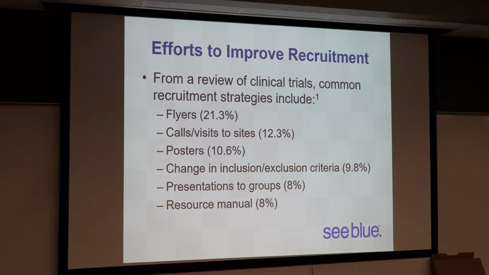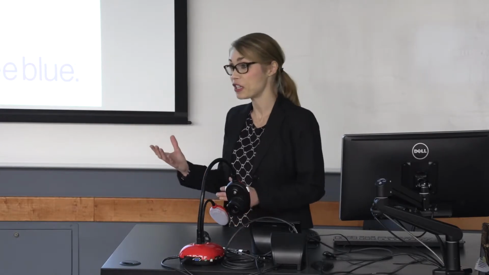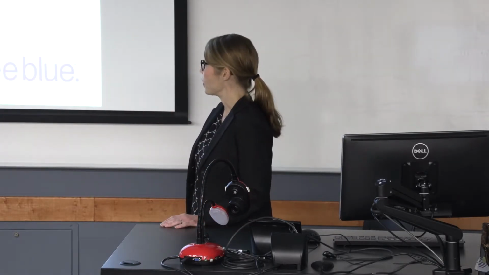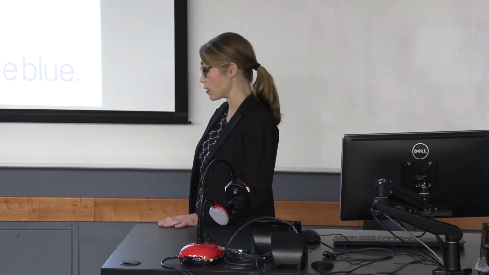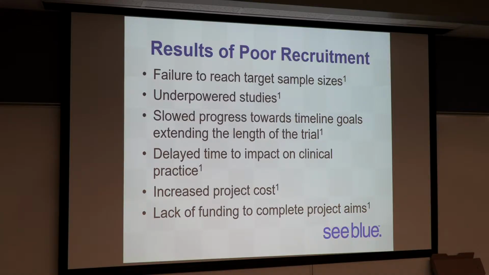But the most common types of recruitment strategies reported in this meta-analysis were the use of flyers. About 21% reported that they tried that mechanism. Frequent calls and visits to the clinical site was another mechanism used by about 12%. People used posters. Some people changed the inclusion-exclusion criteria, which of course brings on some issues as far as the quality of your study. Presentations to groups, and then different types of resource materials were additional strategies used.